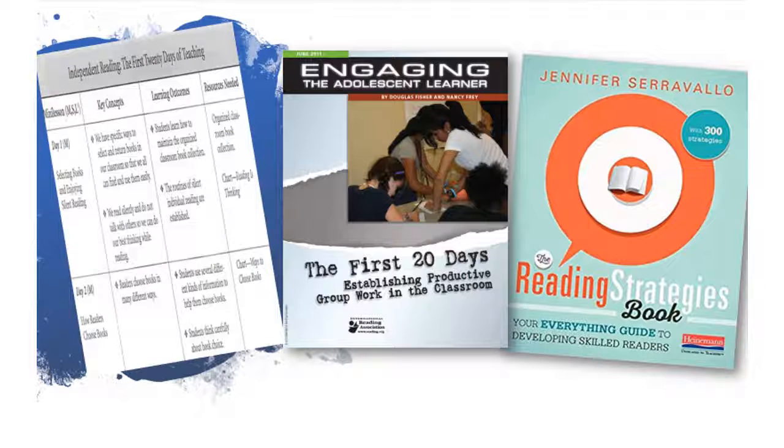There are several key resources referenced throughout these sections, including the lessons from getting started with independent reading, the first 20 days, Establishing Productive Group Work in the Classroom by Fisher and Frey, and the Reading Strategies book. Look for suggestions from these resources and other places throughout the instructional guides as well.